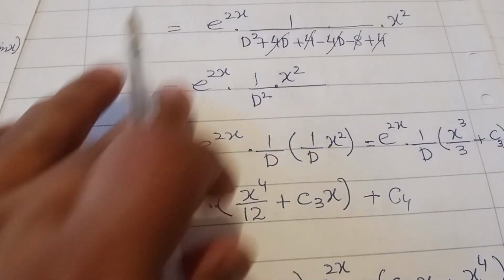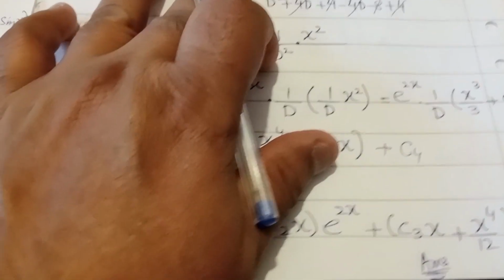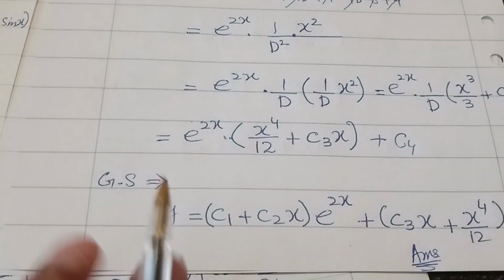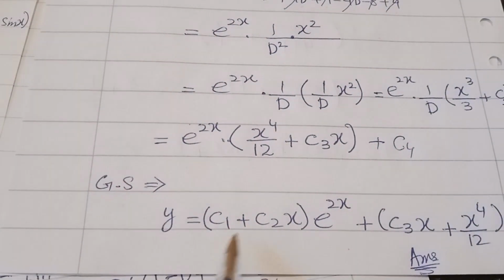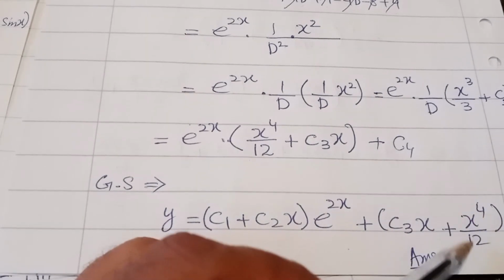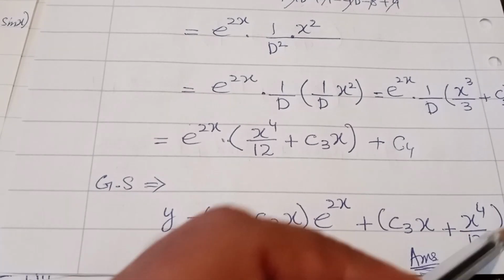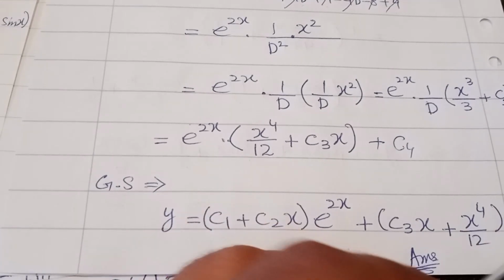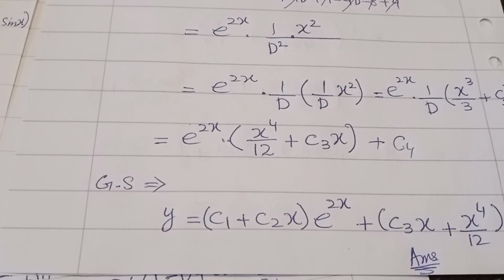So the general solution of the differential equation will be y is equal to c1 plus c2x exponential 2x plus c3x plus x power 4 divided by 12 times exponential 2x plus c, right?